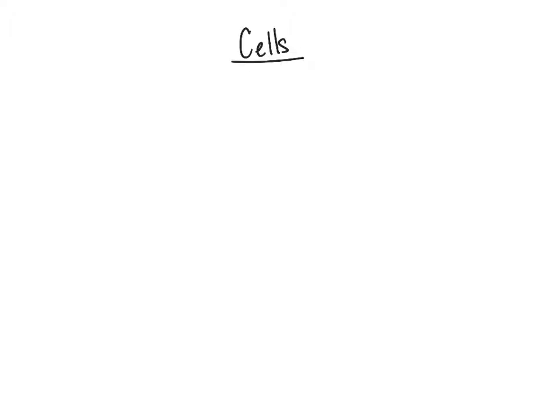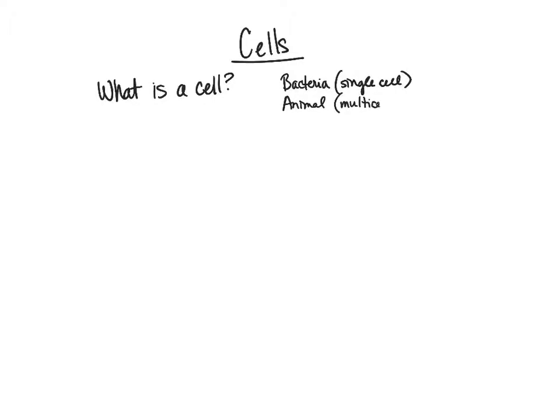So first let's start with what is a cell? And we're going to talk about the main components. So whether or not we're talking about a bacteria cell, for example, which is a single-celled organism, or if we're talking about an animal cell, or an animal, which is a multicellular organism, either way, we're going to talk about some main components. So let's talk about those four main components, and then we're going to get into some more details about eukaryotic cells specifically.